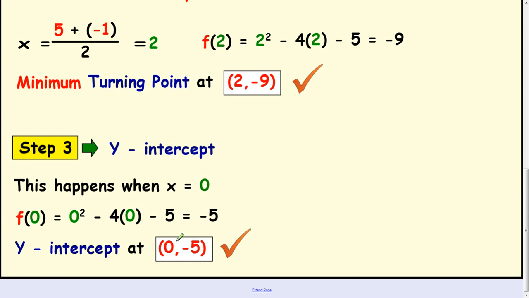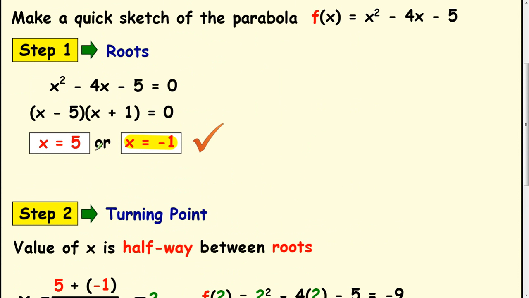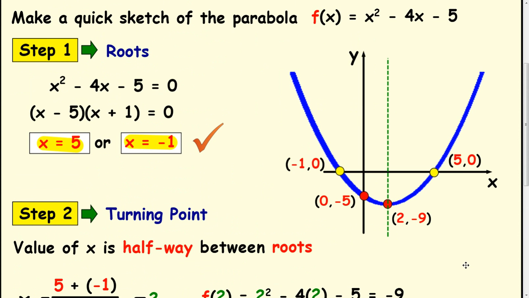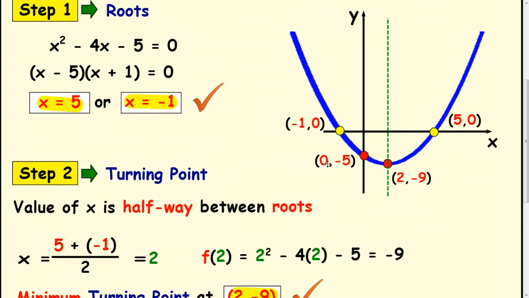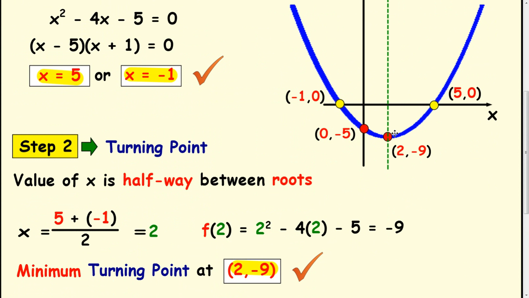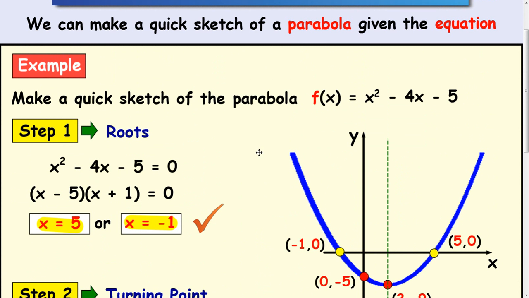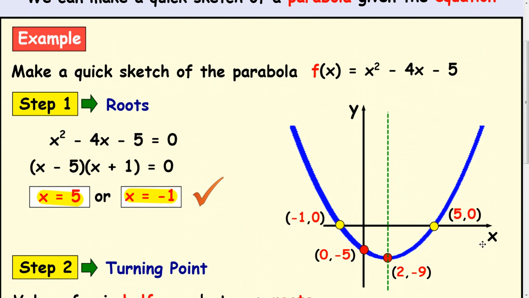So you've got your main points here. You've got this coordinate to plot, this coordinate to plot, and these 2 values here where it cuts the x-axis. And when you do all that, it's going to look like this. There's 5, 0, and -1, 0, your roots. 0, -5, that's your y-intercept, where it cuts the y-axis. And there's your minimum turning point down here, 2, -9, the value where it starts to turn and go back up, right in the middle where the line of symmetry is. So when asked to draw a parabola in this format, that's what you need to do. Make sure you label all your coordinates, your x and your y-axis.